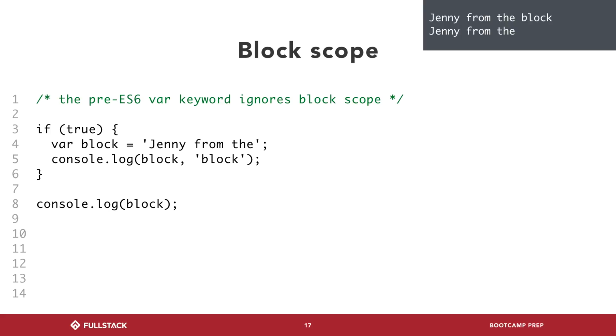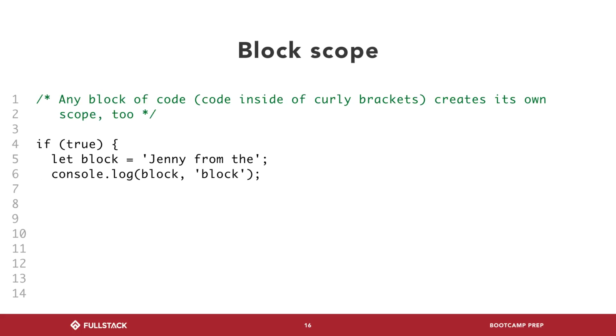If I go back to the previous slide, actually, yeah. So if I run this code, it's like, hey, if this is true, create block and we'll console log it out. Well, let's say this wasn't always true. Let's say there's a chance it could be false too. If I console log out block, there's a chance I could get a reference error.